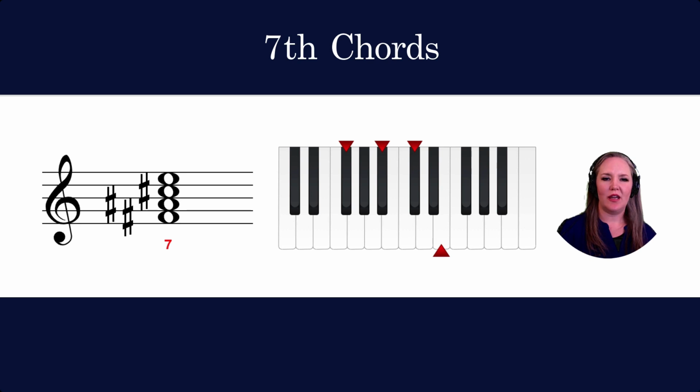Okay, let's look at an F sharp dominant seventh chord. F sharp, A sharp, and C sharp is the major triad. F sharp and E is the minor seventh. Put them together and you have an F sharp dominant seventh chord. F sharp, A sharp, C sharp, E.